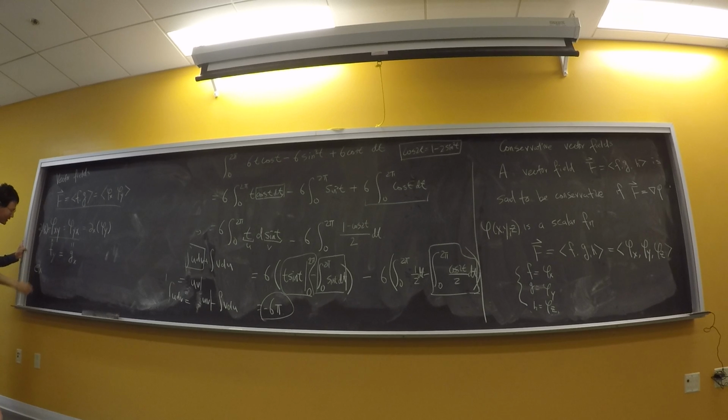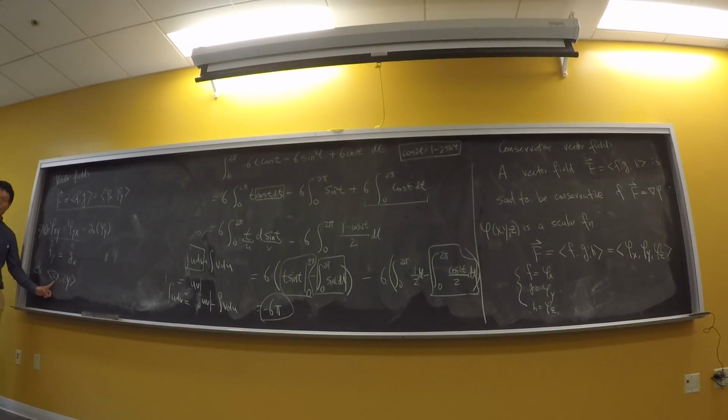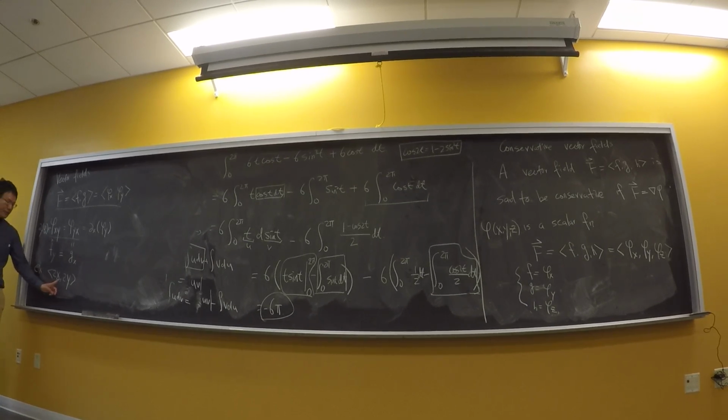I want to go back to the very first example we had, the radial vector field. This is the x component. This is the y component. Taking the derivative of this with respect to y is equal to 0. This derivative taken with respect to x is also 0. This is f, this is g. So f sub y is equal to 0.